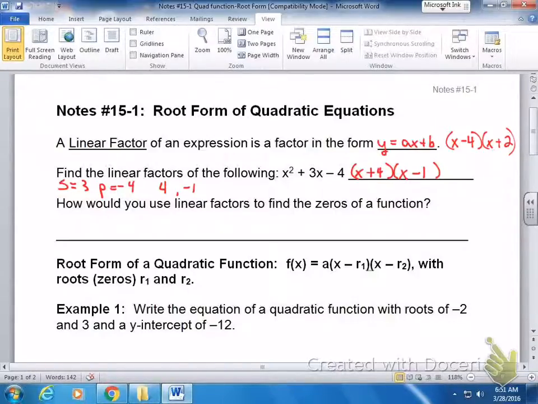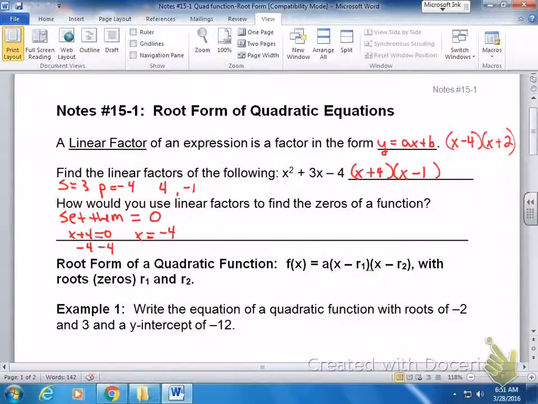Now our y is 1, so we don't have to do any division, so those are our factors. The next one says, how would you use these to find zeros of a function? Well, that's easy. Set them equal to 0. So we could do that. We'd have x plus 4 equals 0. We could subtract 4 from both sides, and you get that x equals negative 4.